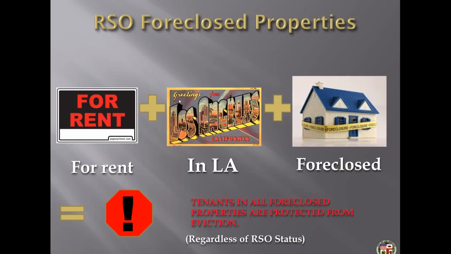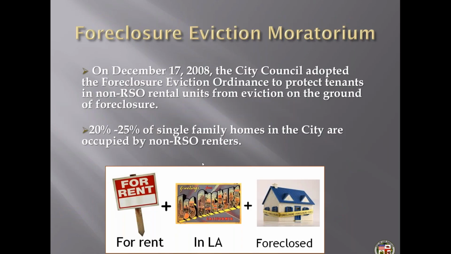So I want to touch on one other thing regarding the foreclosure registry. There is a foreclosure moratorium that walks hand in hand with the foreclosure registry, and the moratorium came before the registry, basically saying that if the property is for rent, irregardless of whether it is under the same conditions as the rent stabilization ordinance, it still gets all the provisions of the rent stabilization ordinance as long as it's in the city of Los Angeles.